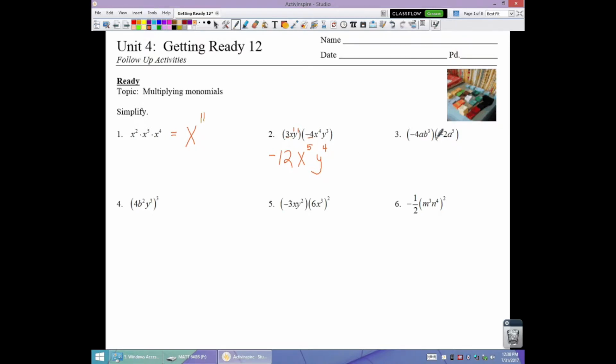Again, multiply your coefficients first. Negative 4 times negative 2 is 8. A to the first times a to the fifth is a to the sixth. And then I have nothing to combine with this b to the third, so it just stays as is.